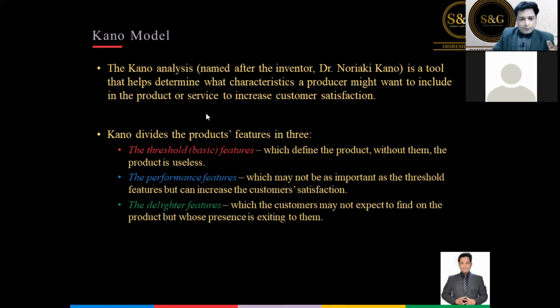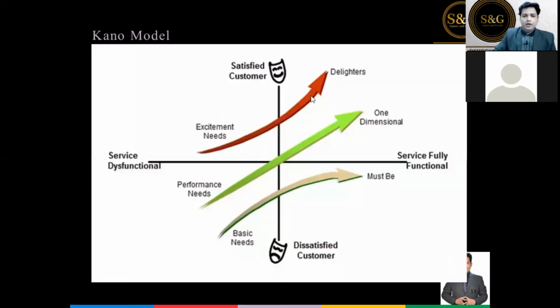Now understand this. The Kano Model says there are 3 types of features you have in your product or services. What are those 3 types? One is the basic feature. The second one is the performance feature, and the third one is the delighter feature. Let's understand what is basic, what is performance, and what is delighter. Now let's take a look at the model itself.